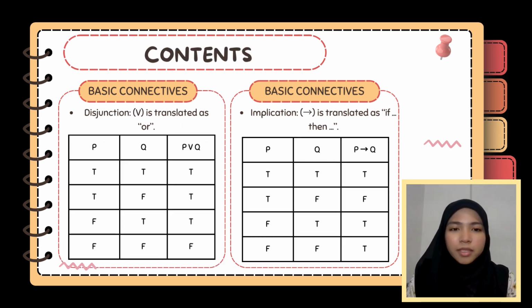Third, we have disjunction. This symbol is translated as or. Let's look at the truth table. If both of the statement values are false, then it is false. Other than that, it is true. Next, we have implication. This symbol is translated as if, then. Let's look at the truth table. If the value of P is true and the value of Q is false, then it is false. Other than that, it is true.